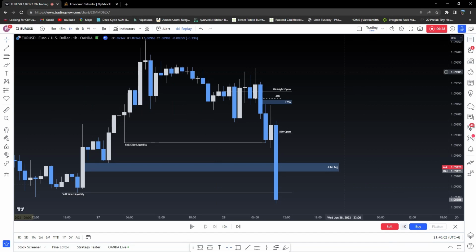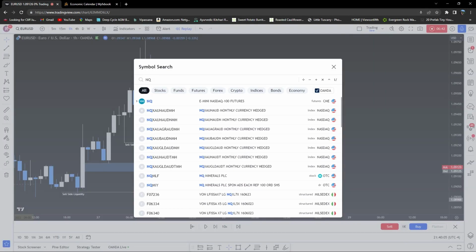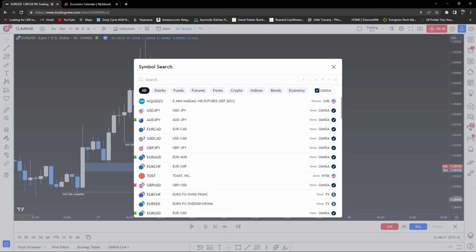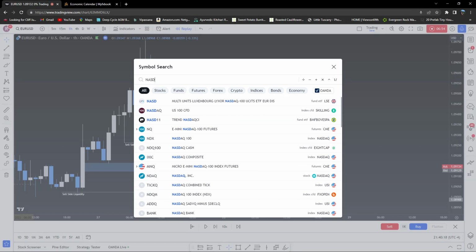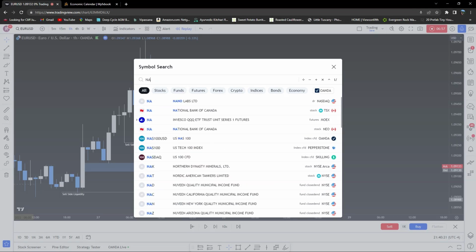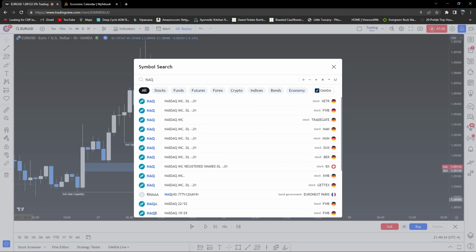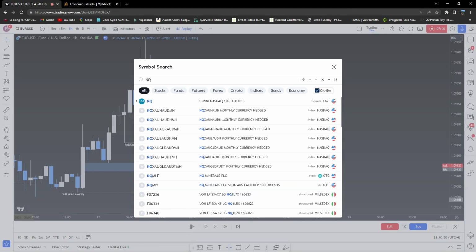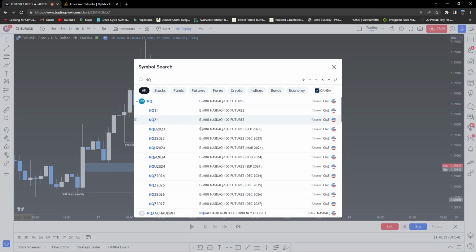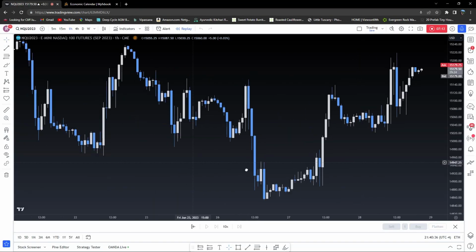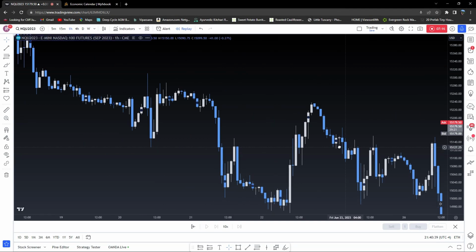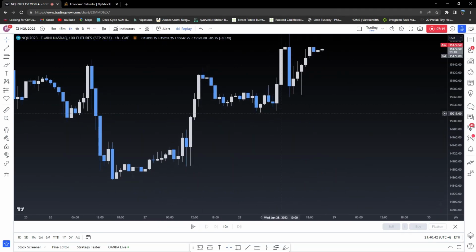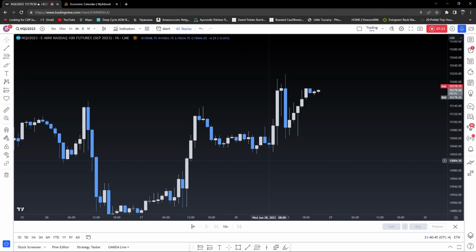I was looking at NQ. What's the little code for it? NQ. Let's see. Okay, right here. NQ September contract. Where was it? Right here. So we could do bar replay on this.